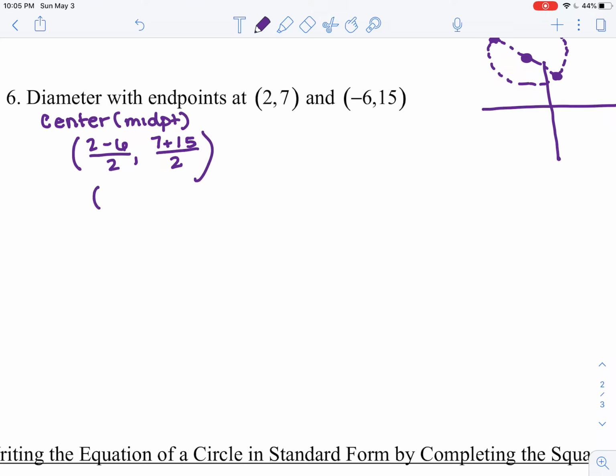2 minus 6 is -4, divided by 2 is -2. 7 and 15 is 22, divided by 2 makes this 11.